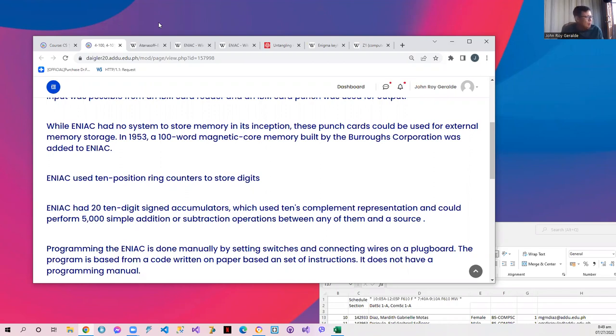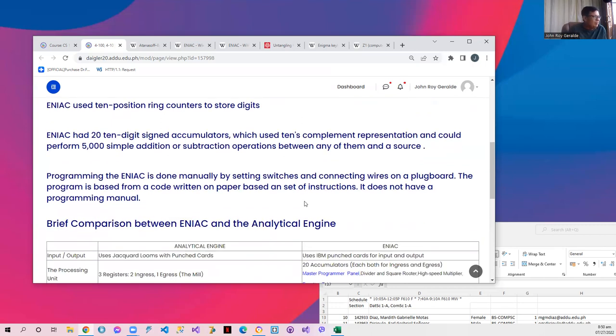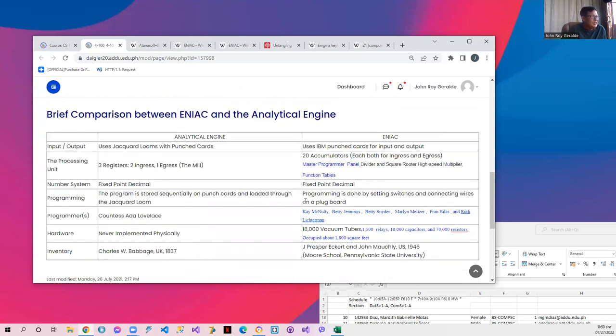So the inventors of ENIAC, Presper Eckert and Mauchly, changed this, no? Instead of using dedicated registers or counters, they use general purpose registers and they call them accumulators. An accumulator is a register which can be used both for input and output, no? In other words, it can also be used for ingress and egress at the same time. Do you follow?